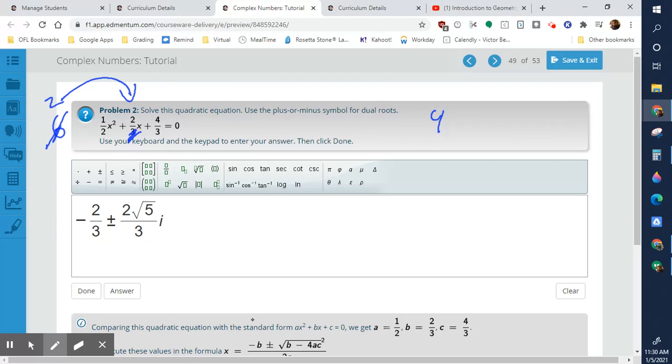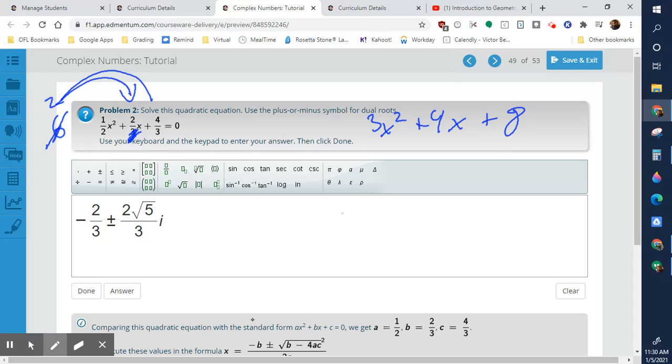So it would end up being 3x squared plus 4x plus 2 times 4 would be 8. So again, that was my bad. Edmentum actually wasn't at fault on this one. This was me forgetting to distribute my 2 after the 3 reduced it.